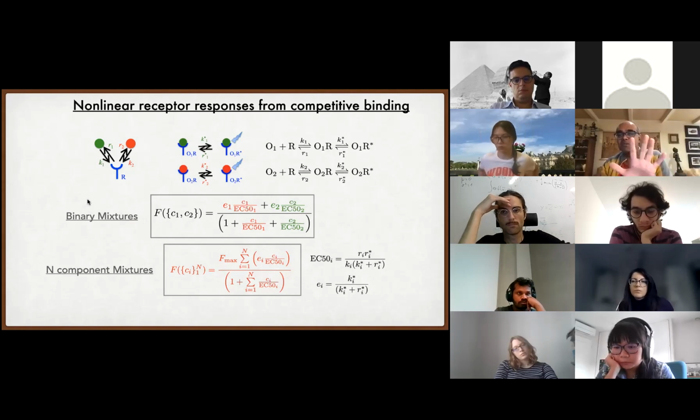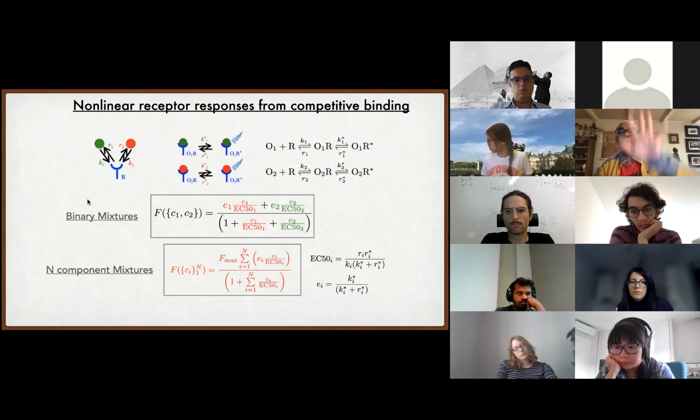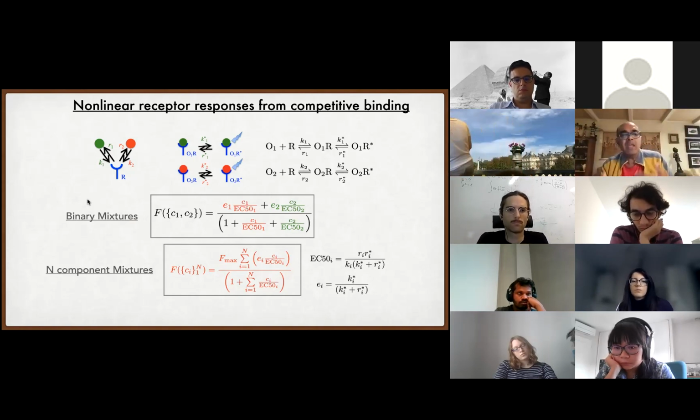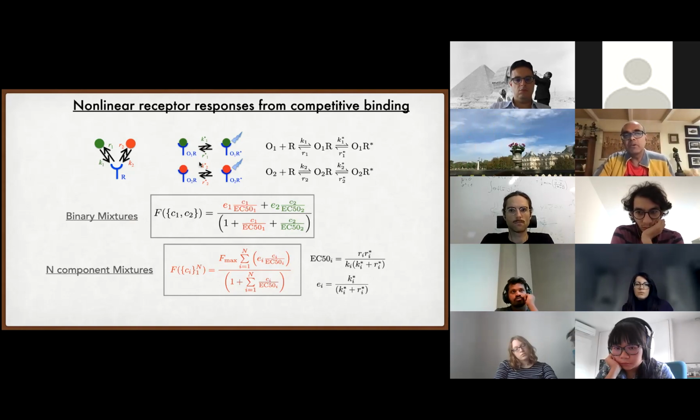So if you have only, for example, a mixture of 5 odorants, that's already 100 to the 5. If you have 100 odorants, it's just not possible. So you need a biophysically motivated model. What I'm writing down here is classic biophysics of receptor binding to ligands, and you can work out a simple competitive binding model of receptor responses.